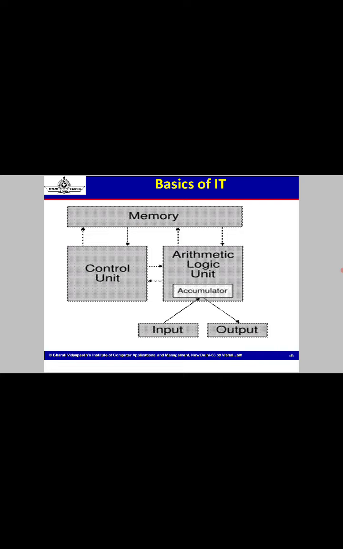Control unit. What is control unit? Control unit is a part of the central processing unit. It is used to control the overall operation of a computer, means to control all the hardware components, operating systems and memory units and storage unit, input devices, output devices, like that. And arithmetic and logic unit, ALU.